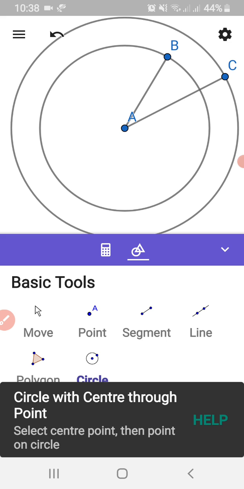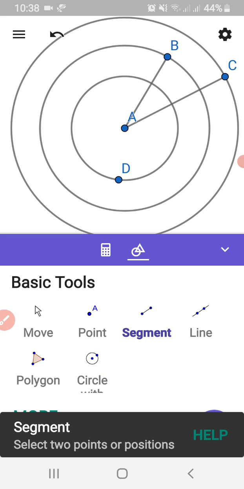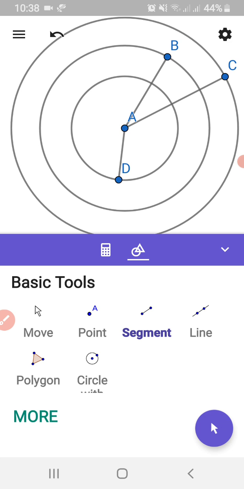Now let us draw one more such circle. So here you can see another circle I have drawn with center A and radius is AD. Now can you tell me how many such circles you can draw? Yes, you are right. We can draw infinite numbers of such circles whose center is A.